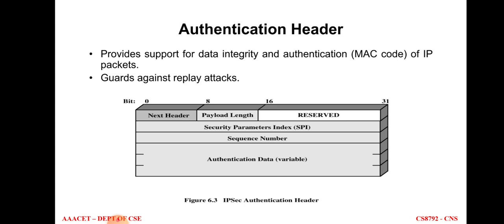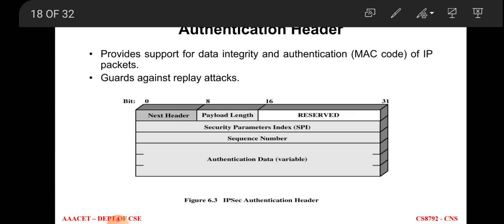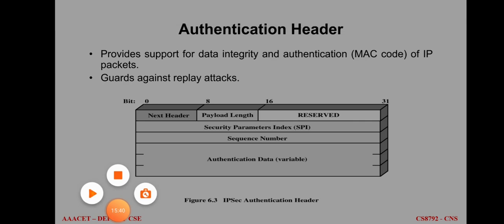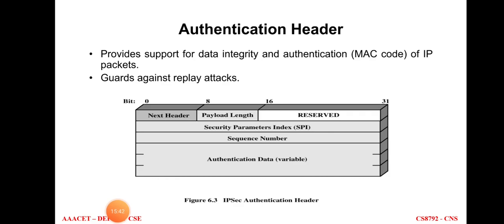So what is the authentication header? It is a header used to provide support for data integrity and authentication of IP packets, that is the MAC code, message authentication code, and it provides some security against replay attack. It is the header format of the packet.